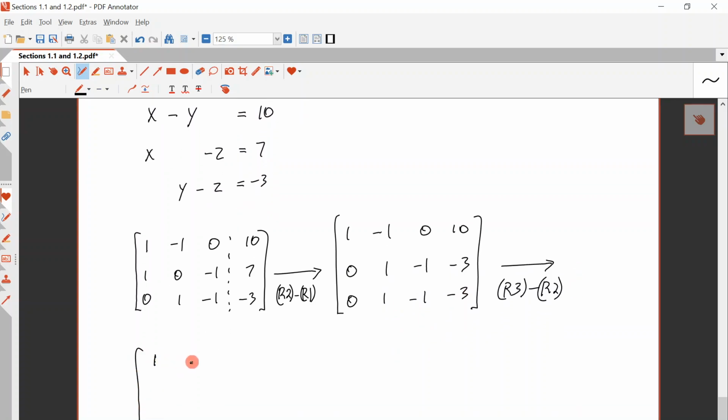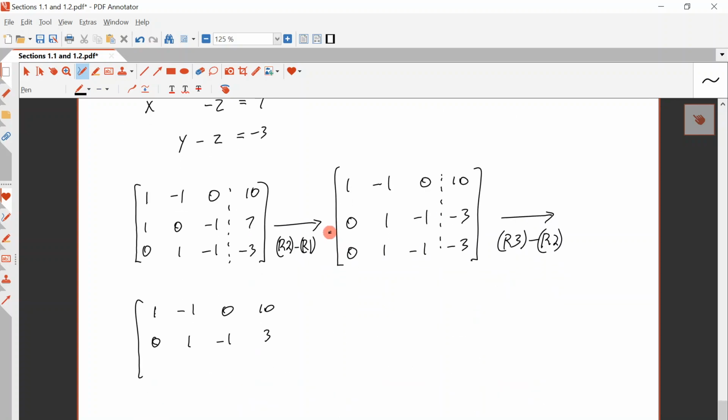third row. So 1 minus 1, 0, 10. 0, 1, minus 1, minus 3. And 0 minus 0 is 0, 1 minus 1 is 0, minus 1 minus minus 1 is 0, minus 3 minus minus 3 is 0. So I have a leading 1 in the first row, a leading 1 in the second row, and row 3 is essentially gone at this point. What does row 3 represent? This just represents the equation 0 equals 0, which tells you nothing, gives you no information.